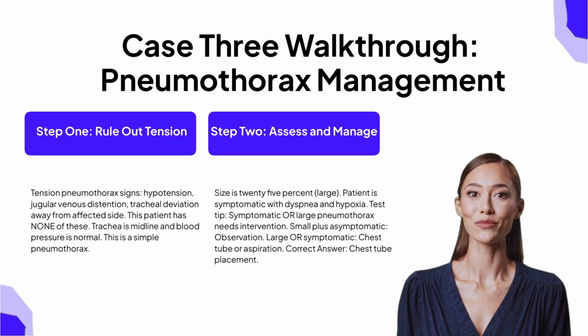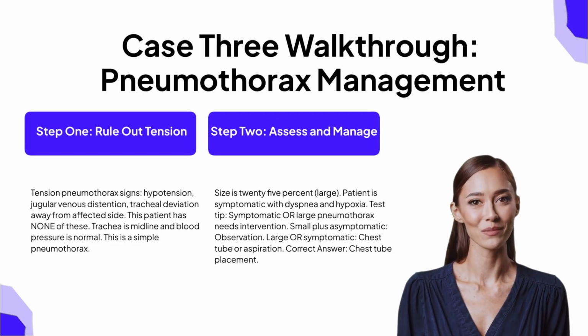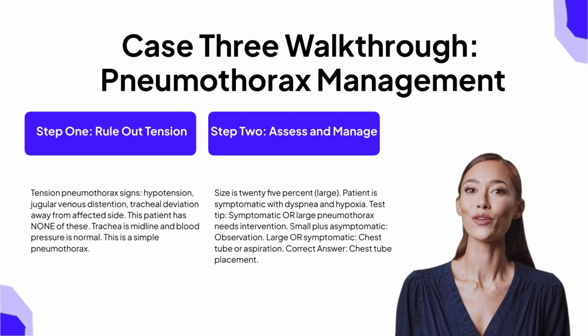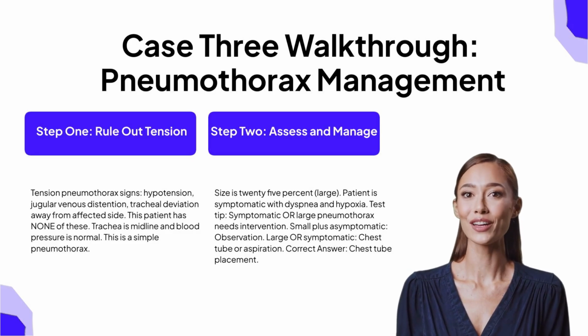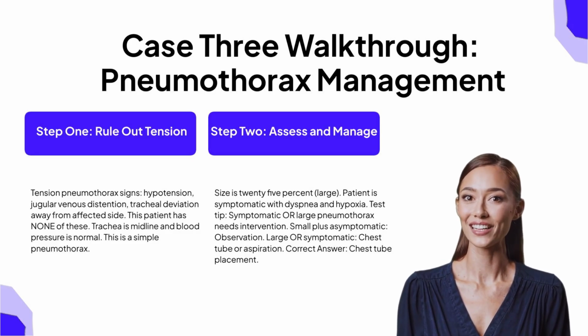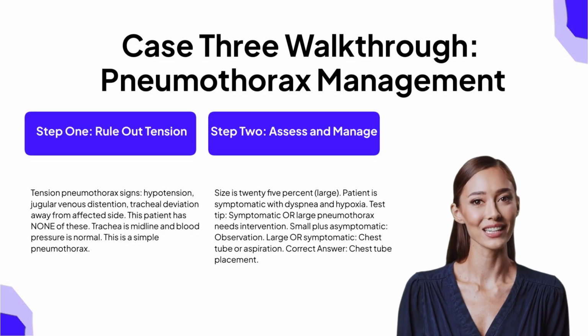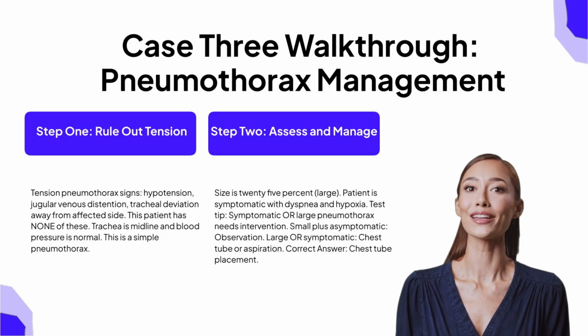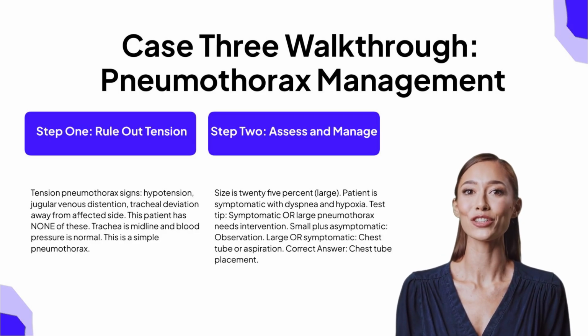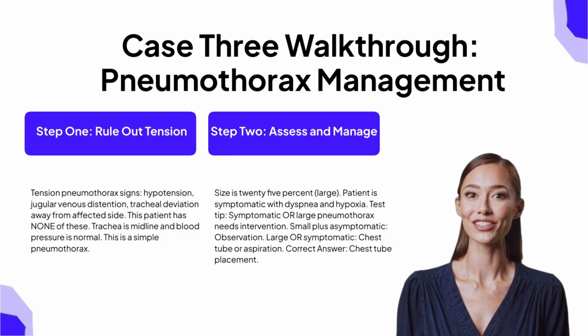Here's how to work through pneumothorax management questions. Step 1. Always rule out tension pneumothorax first. The signs of tension are hypotension, JVD, and tracheal deviation away from the affected side. This patient has none of these. His trachea is midline and blood pressure is normal. This is a simple pneumothorax, not tension.